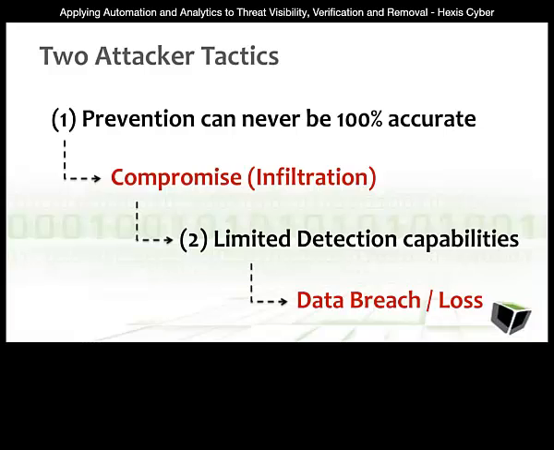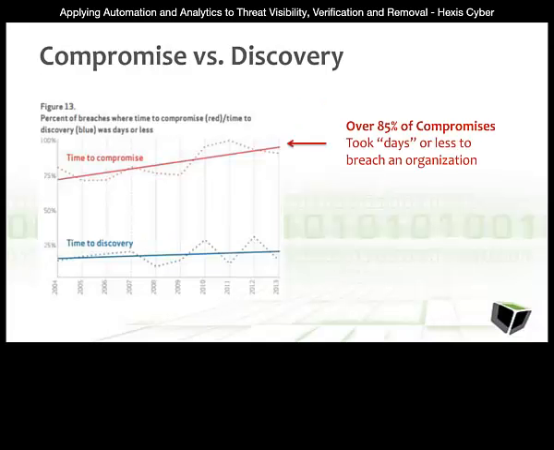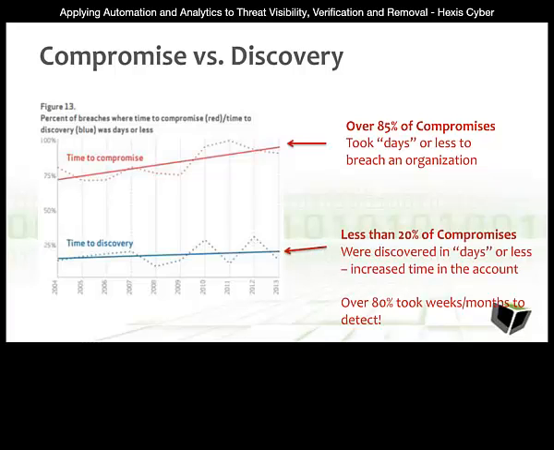So prevention can never be accurate, and the time it takes to detect, if at all, gives them time to operate in their area. So these are the tactics that attackers are focusing on. From the Verizon Data Breach Report, a global report on disclosed public breaches, over 85% of compromises took days or less to breach the organization. Now, the Verizon Data Breach Report used the term days or less. Actually, 75% took minutes or less to breach the organization. But unfortunately, discovery takes days or more, and 80% of all compromises took weeks or months to detect.